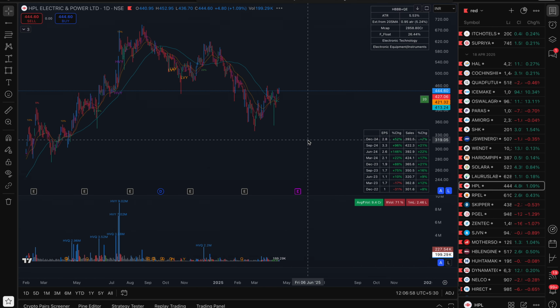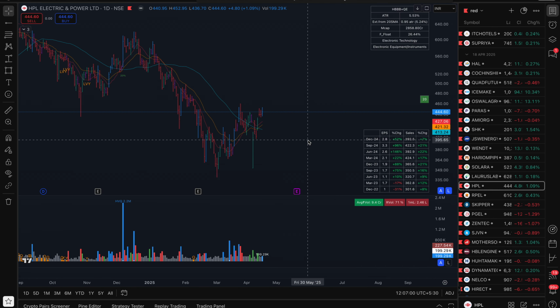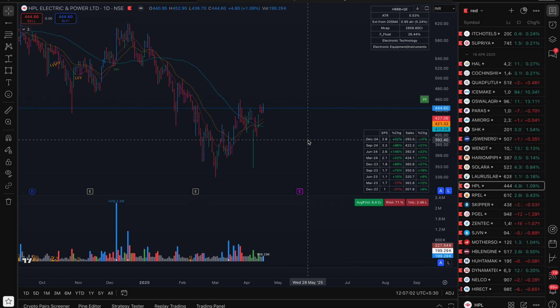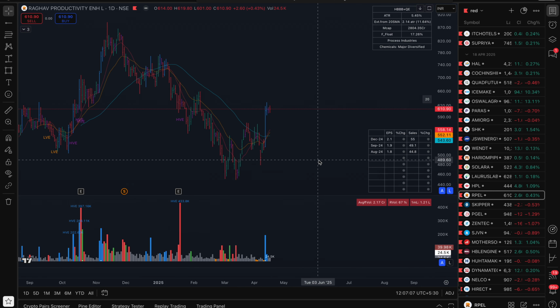HPL is a reversal base. So this is one to keep a good eye on.